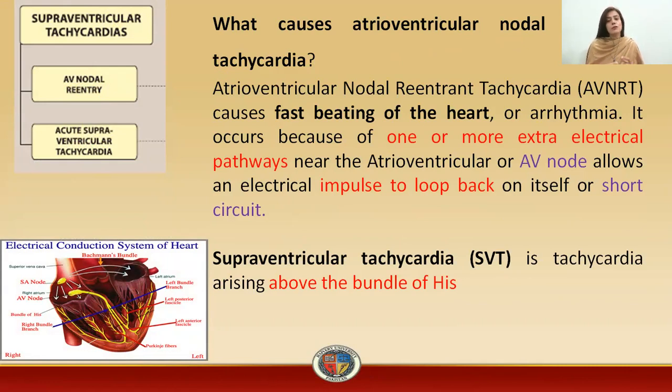There is formation of one or more extra electrical pathways, probably due to the blockage of the normal pathway near the AV node, or there is a loop back of the impulse on itself. There may be formation of a short circuit, probably due to any kind of blockage. Then talking about the supraventricular tachycardia, this is the tachycardia which is basically above the bundle of His.